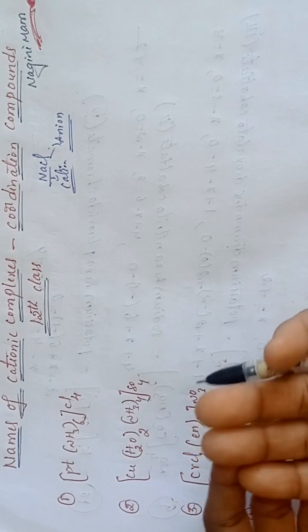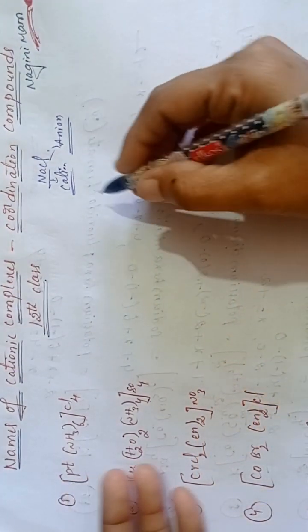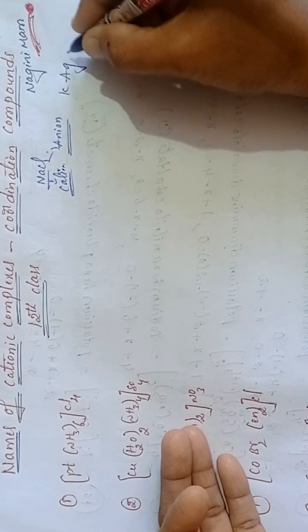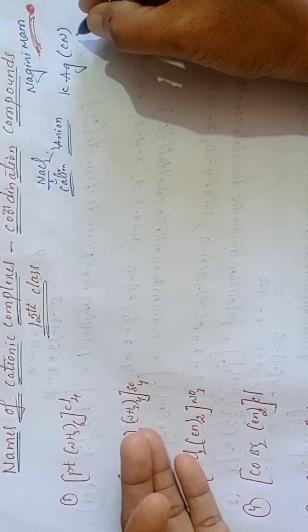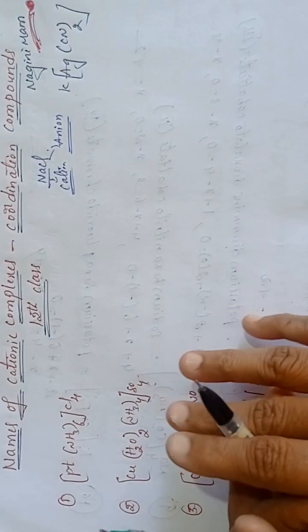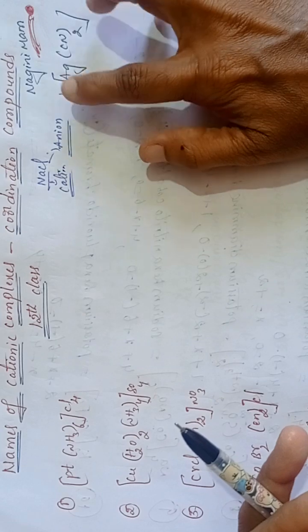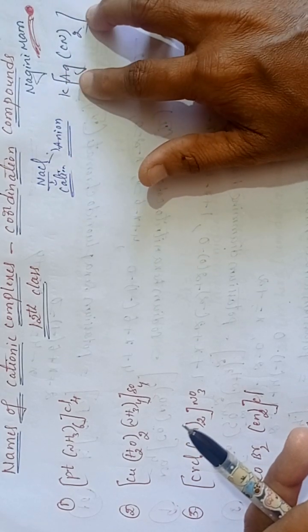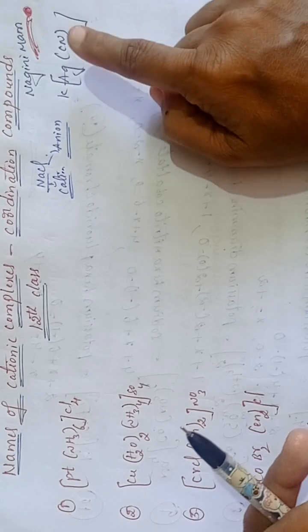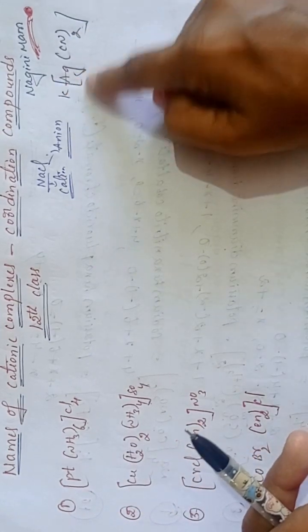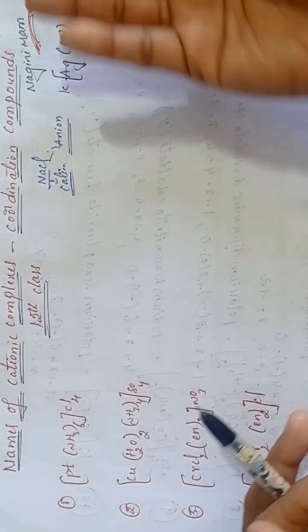Now I'm going to discuss how to write the names of cationic complexes. One example of an anionic complex is K[Ag(CN)2]. See this complex, students. Potassium is in the first place; this is the first part, this is the second part. This is the cation, this is the anion. The anion place has the square bracket part, that's why it is an anionic complex. If the cation place has the square bracket part, it is a cationic complex.